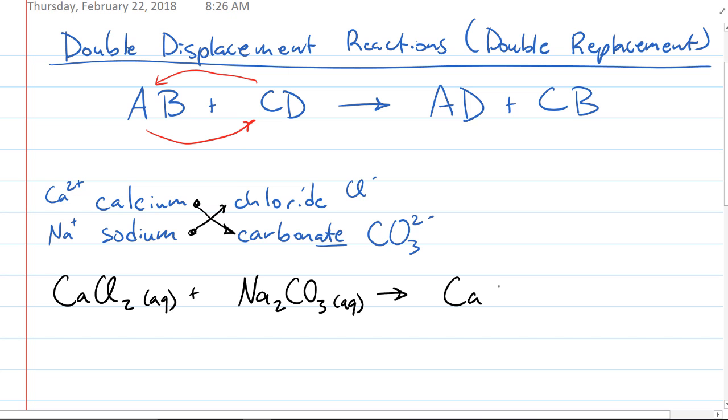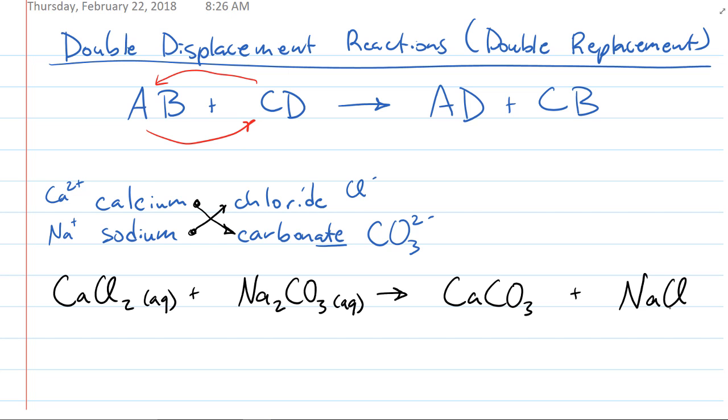Product's going to be CaCO3. And we get the CaCO3 because calcium is Ca with a charge of 2 plus, carbonate is CO3 with a charge of 2 minus. The charges are going to cancel each other out. The other product is going to be NaCl. NaCl, that's because the charge on sodium is 1 plus, the charge on chloride is 1 minus.